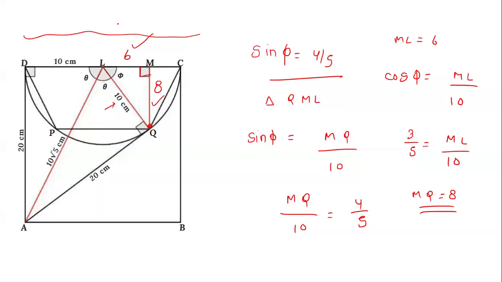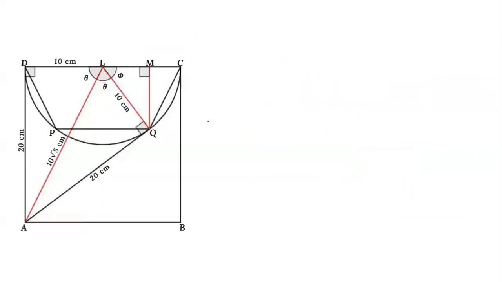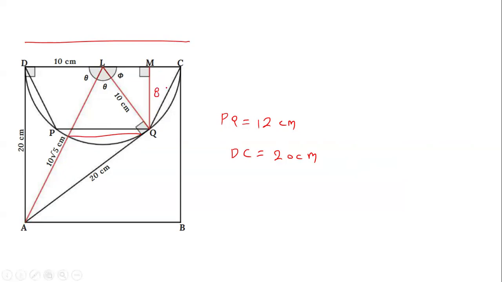Now in the problem it is given it is 20, and we calculated that ML is 6. If you draw a perpendicular from this point also, this is symmetric, so this length is also 6. So this total horizontal length, which is PQ, we are getting 6 plus 6, 12 centimeter. This CD or DC is 20 centimeter, this is 6 centimeter and this perpendicular height is 8 centimeter.